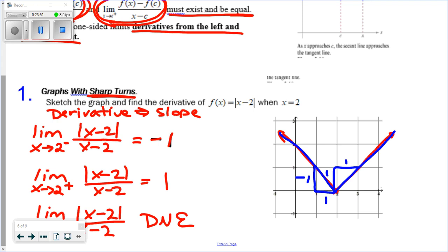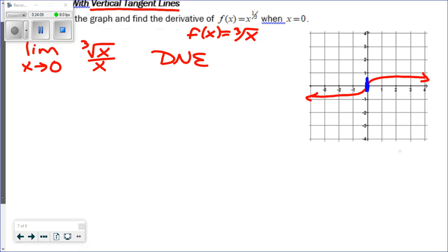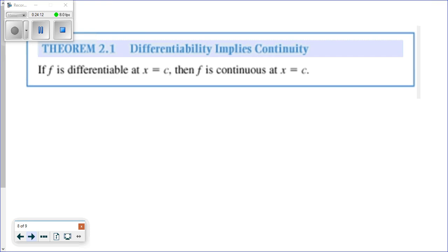Okay, but we were able to locate a value of x where the derivative did not exist. So in this case, the derivative did not exist when x equaled 2, and then in this example, the derivative did not exist when x equals 0. So just because a function is continuous does not mean it's differentiable, okay? So this only works one way. If a function is differentiable, then you know it's continuous, okay? But if you know a function is continuous, that does not mean it's necessarily differentiable, because the graph could have a sharp corner or it could have a vertical tangent line.